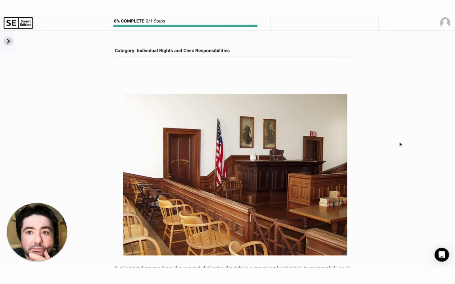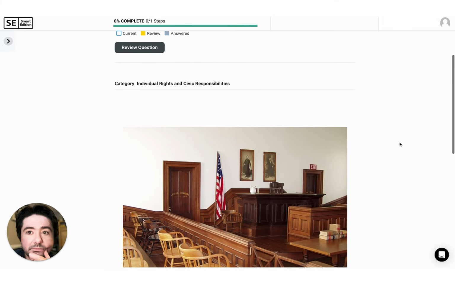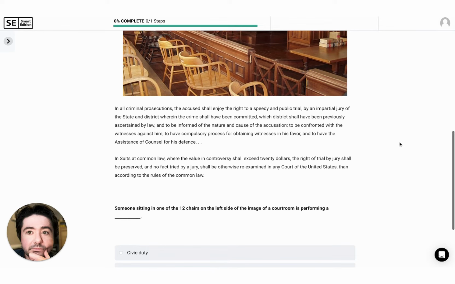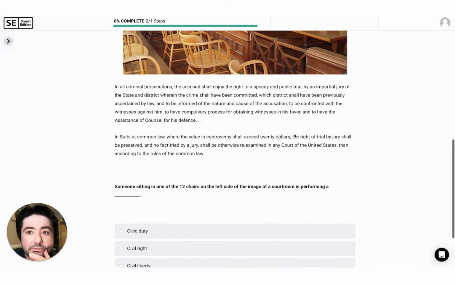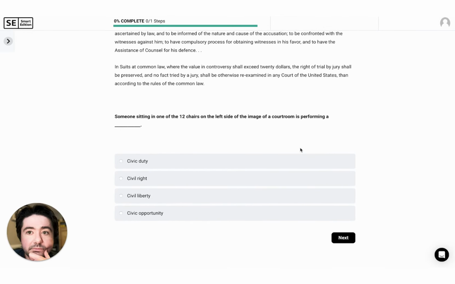Okay, question 16. Dealing with a new category, individual rights and civic responsibilities. Looks like we have a picture and some text. And let's take a look at our question. Someone sitting in one of the 12 chairs on the left side of the image of a courtroom is performing a civic duty, civil right, civil liberty, or civic opportunity. The correct answer is A, civic duty.